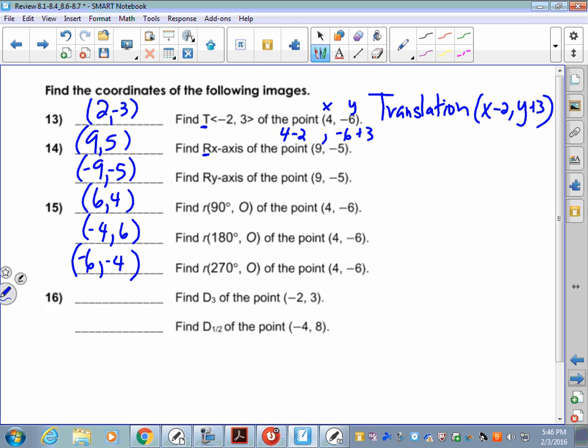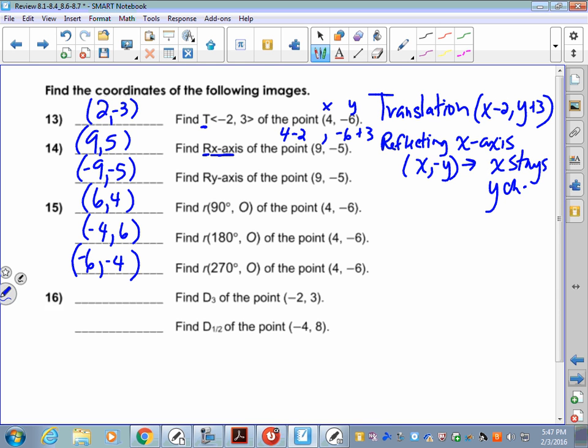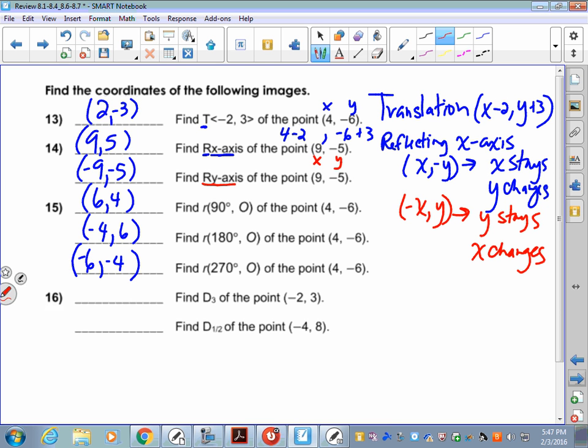And then here we have an R for reflection, the x-axis. Whenever reflecting over the x-axis, you had a rule in your foldable, and that rule was basically x, negative y, which means the x stays, the y changes. I might not write them for all of them. So here again, 9 was my x, and negative 5 was my y. That's why we changed the y. It was already negative, so we changed it to a positive: 9, 5. And then when it's for the y-axis, the rule is negative x, comma y. So now the y stays and the x changes.